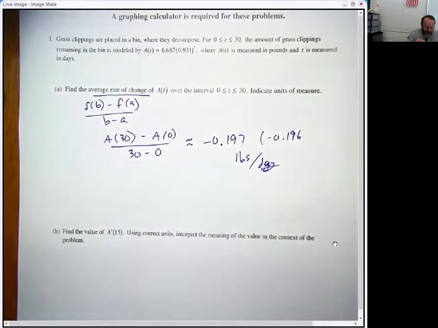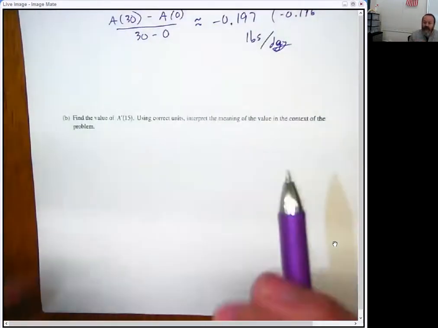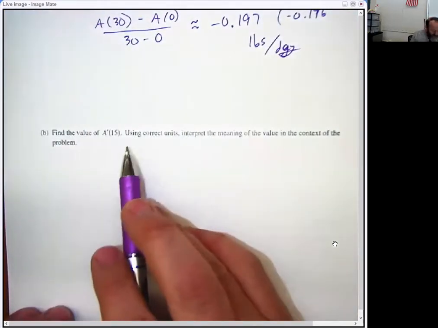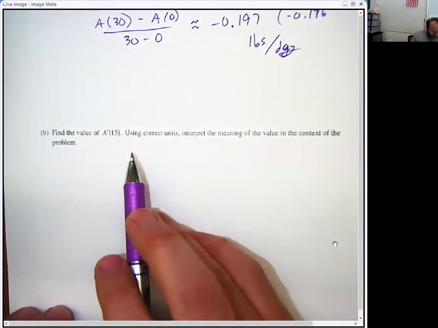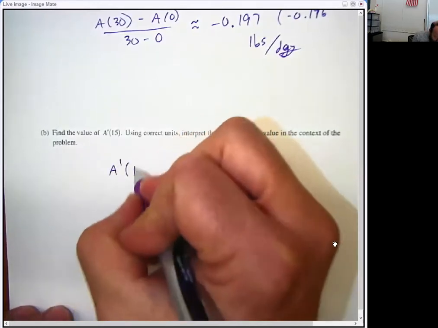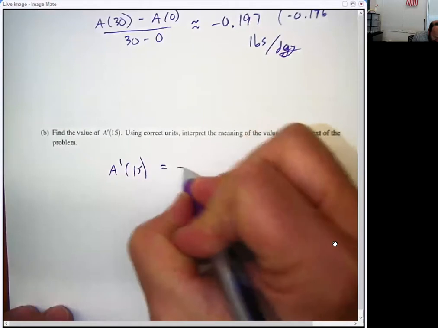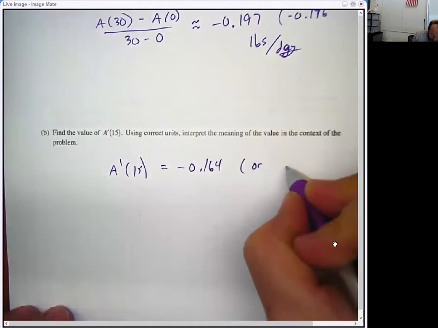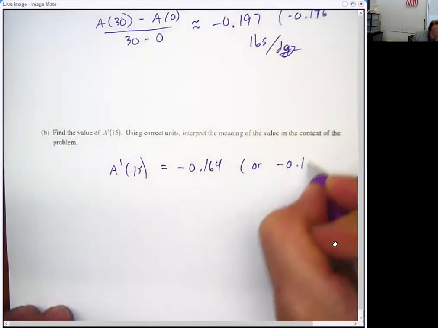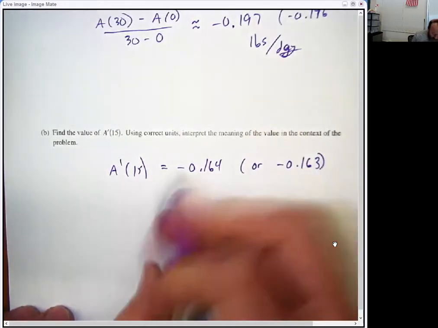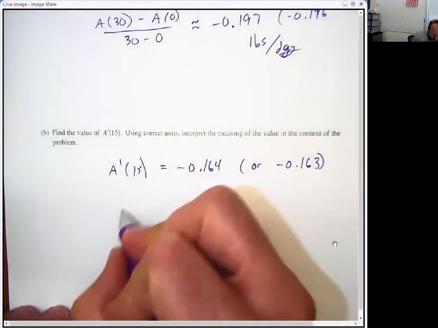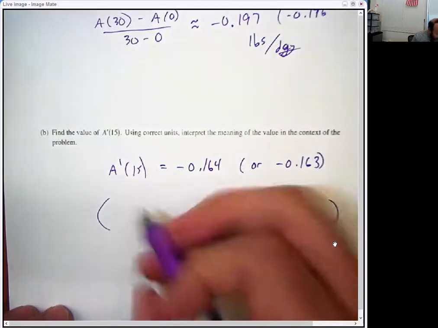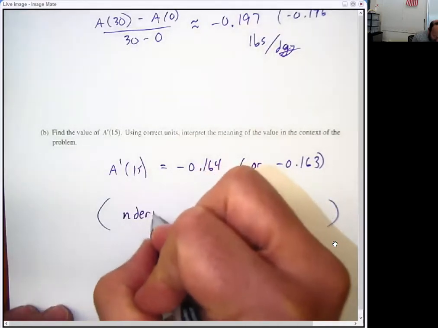Now, for the second part of that question, let's find A prime of 15. Just like before, on a calculator-allowed question, I can just say that A prime of 15 is equal to negative 0.164, or if you use the truncated value, negative 0.163. You don't need to write this on the AP test, of course, because this is calculator speak, not actual mathematics, but I would just use the numerical derivative.